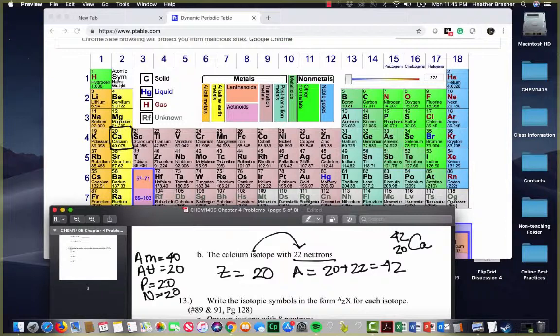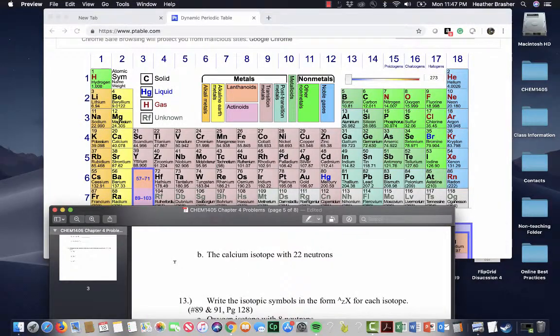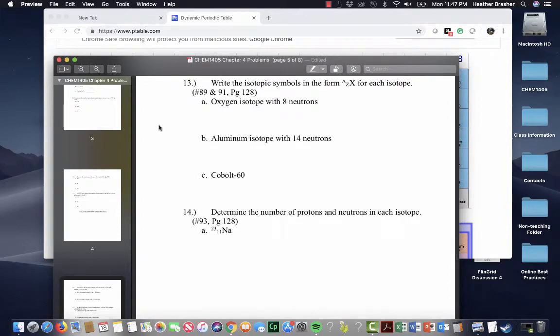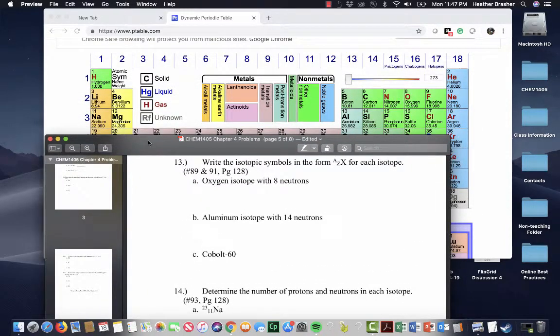So let's move on. And let's go to number 13. And let's see how we write these. This is number 89 and 91. I've combined them together. So on here, we're going to do an oxygen isotope. And this one is going to have 8 neutrons. And so let's look at what we have up here.